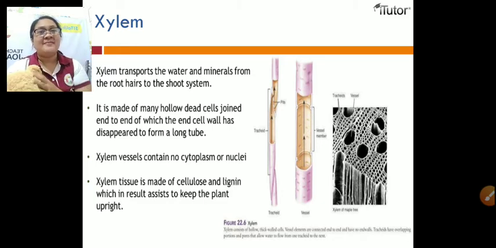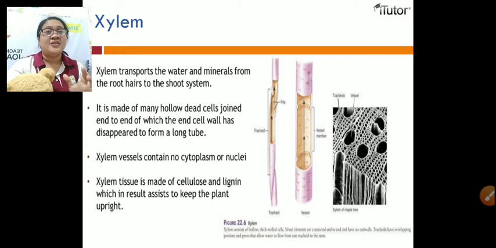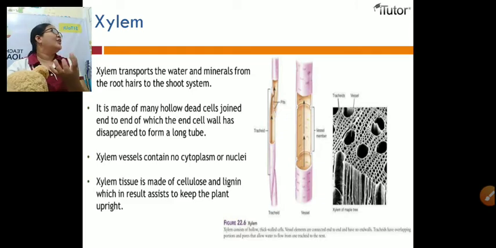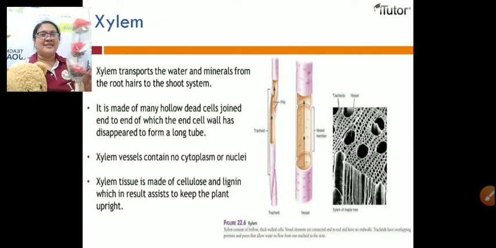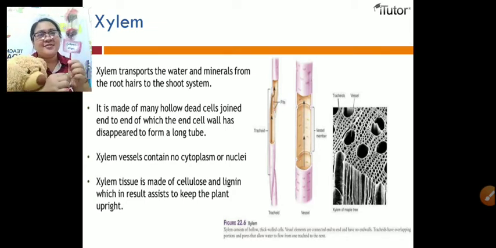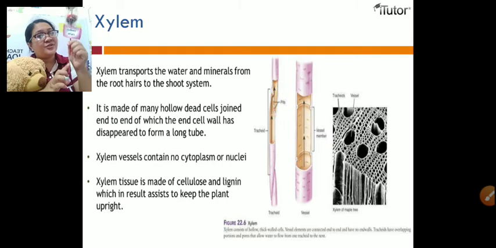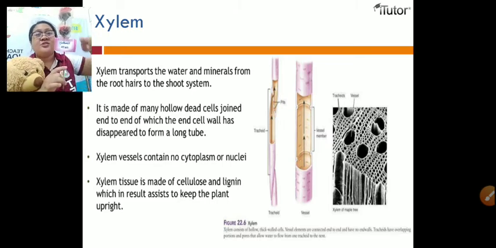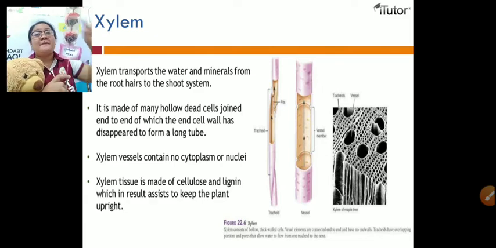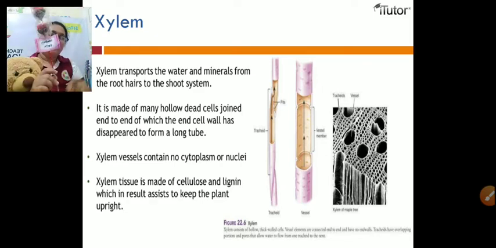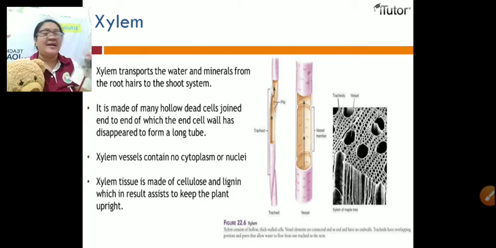The xylem transports water and minerals from the root hairs to the shoot system. For example, this is the plant, and this is the roots. From the roots, the xylem transports water and minerals from the root hairs to the shoot system, meaning to the other parts of the plant. So, from the roots to the other parts of the plant.